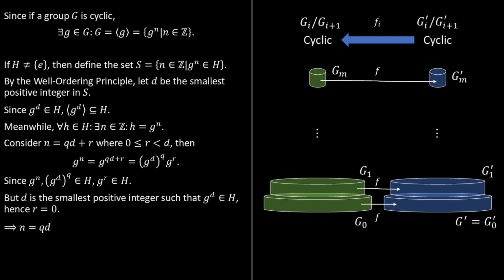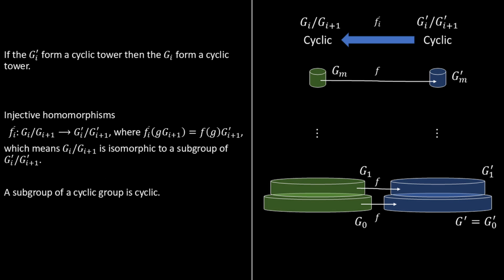Therefore, n equals qd and h equals g to the power of n equals g to the power of d to the power of q is in the cyclic group generated by g to the power of d, which implies H is a subset of the cyclic group generated by g to the power of d. Thus, H equals the cyclic group generated by g to the power of d. This shows that a subgroup of a cyclic group is cyclic, and therefore Gi mod G(i+1) is also cyclic. Here are two more definitions about towers.